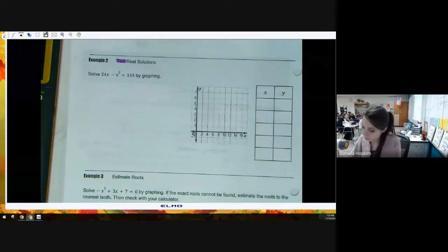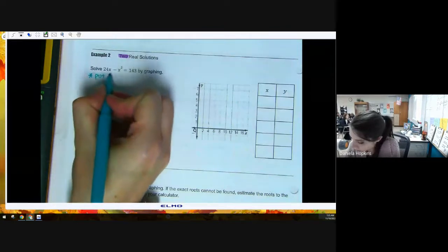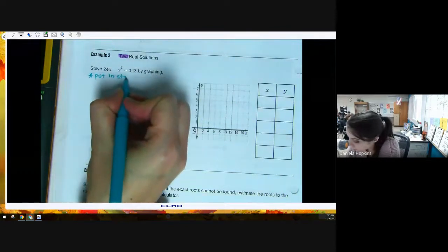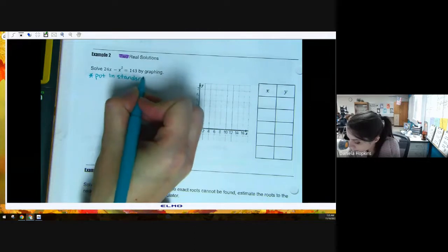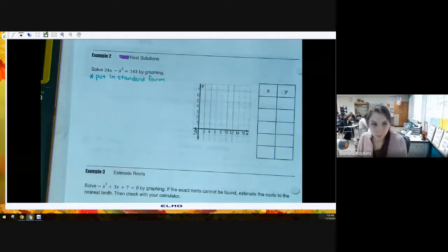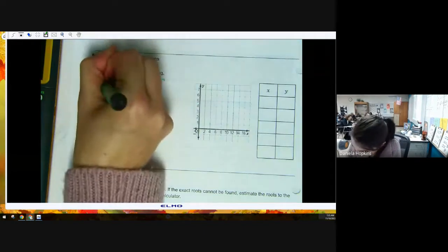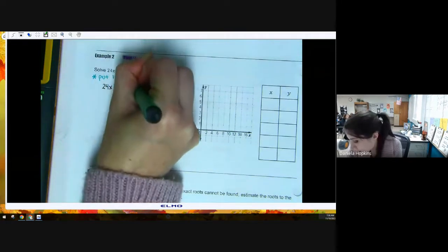So I still need to put it in standard form. So put in standard form to start. Some of them will be in standard form, some of them won't be. So this one I'm going to put in standard form. So I'll just rewrite it. 24x minus x squared equals 143.